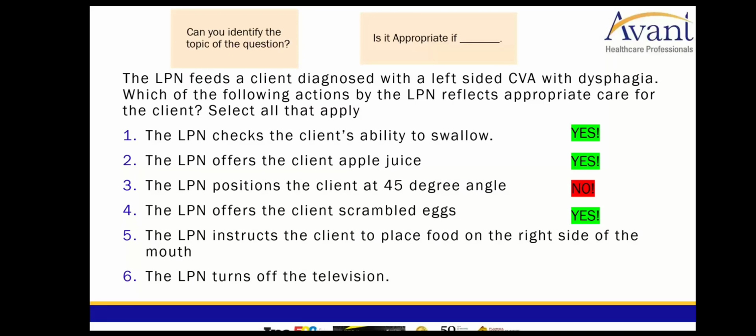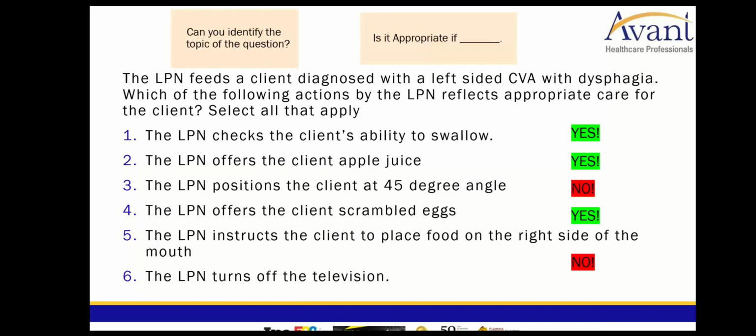How about 5? Instruct the client to place the food on the right side of the mouth. Well, we determined when we read the question that a left-sided CVA would affect the right side. So do you want to put the food on the weaker side or the stronger side? Yes, you want to put it on the stronger side. So you would avoid the right side of the mouth and put it on the left.